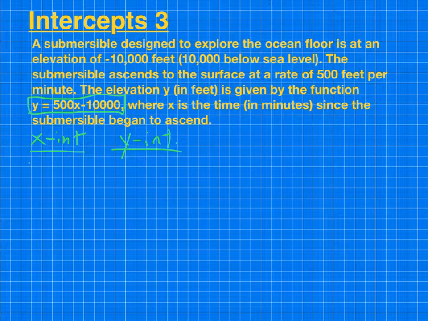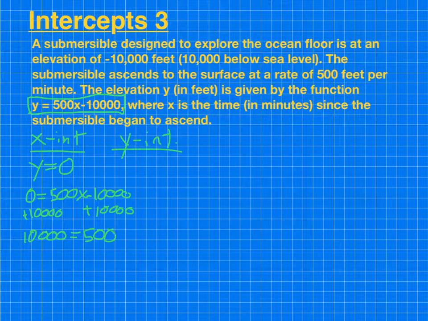Remember, for the x-intercept, y equals 0, because this is the point where the line crosses the x-axis, and on the x-axis the y-coordinate is always 0. So we can substitute y equals 0 into our equation. 0 equals 500x minus 10,000. Now to solve for x, we add 10,000 to both sides of the equal sign, and that gives us 10,000 equals 500x.